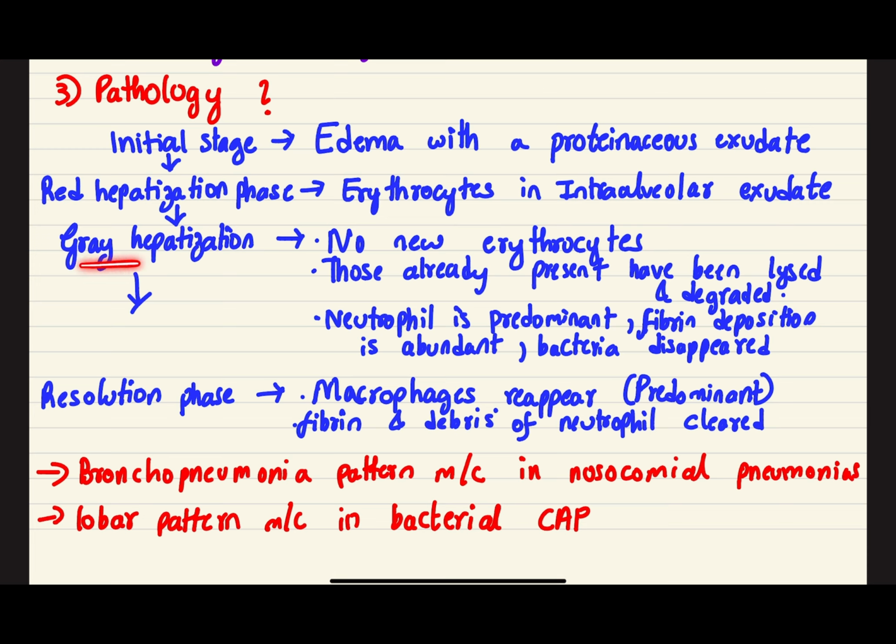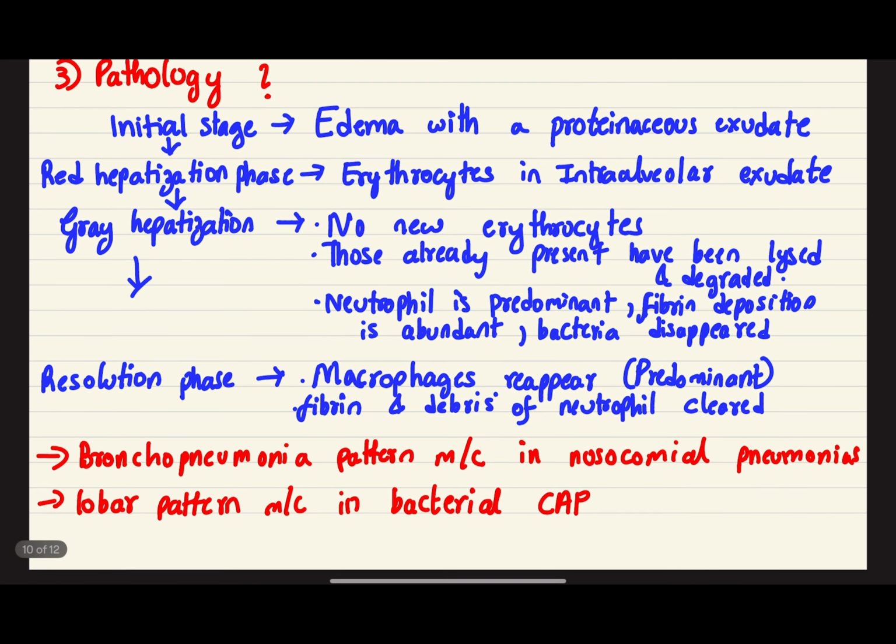The next stage is the gray hepatization phase, where no new erythrocytes enter. Those already present have been lysed or degraded, and here neutrophils are predominant because white blood cells fight the infection, and fibrin deposition builds up for clotting. Bacteria start vanishing as the immune system gains ground. The next stage is the resolution phase. Macrophages take center stage, clearing neutrophils, fibrin, and debris. The exudate is reabsorbed, restoring normal lung function.